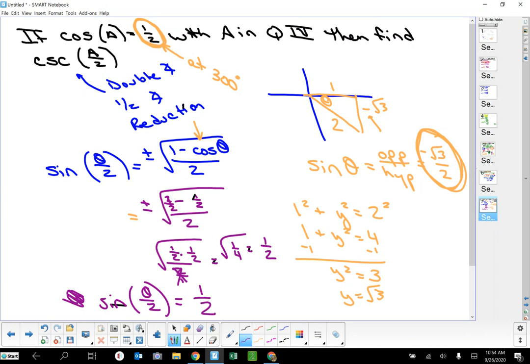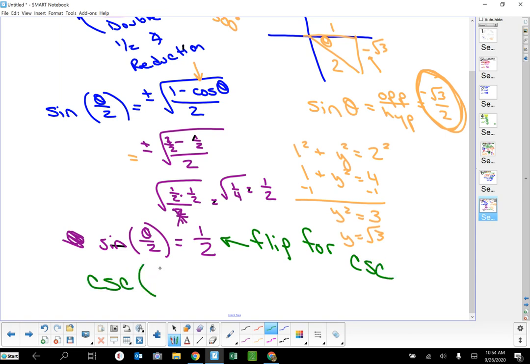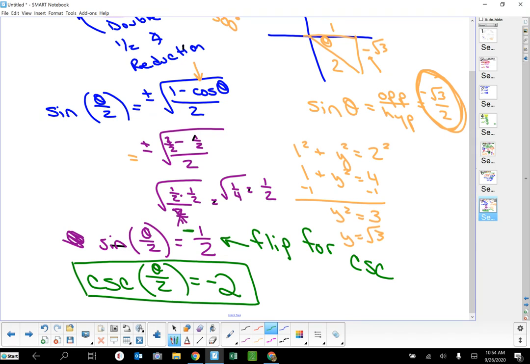And then remember that what we were trying to find was actually cosecant, right? So we need to take and flip this guy upside down. So cosecant. And keep in mind, we're in quadrant 4. So in quadrant 4, sine is negative, which means cosecant is also negative. And that would be your answer to that guy. All right, let's see what else we've got here.